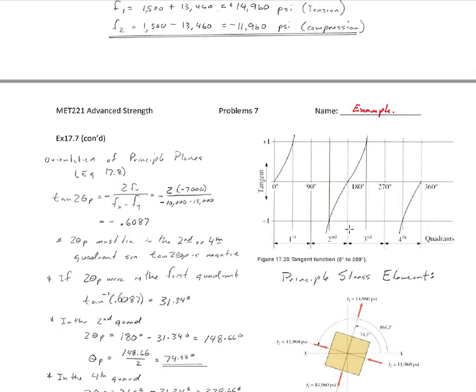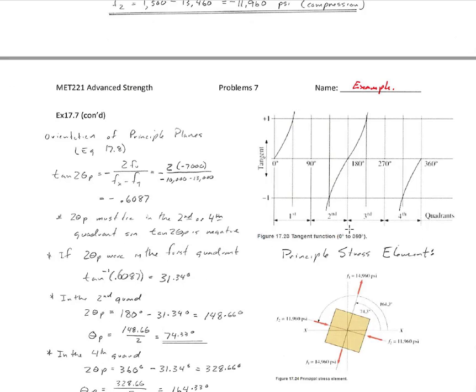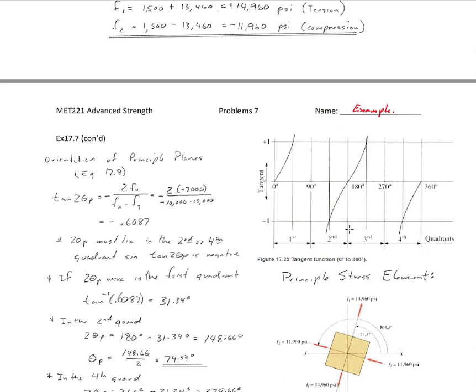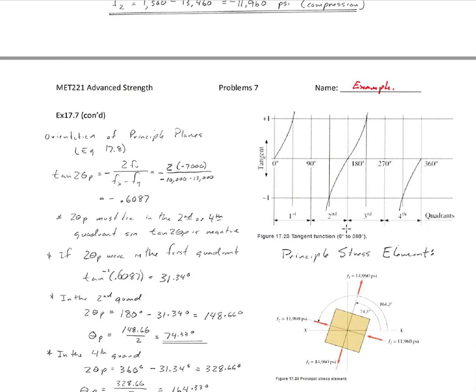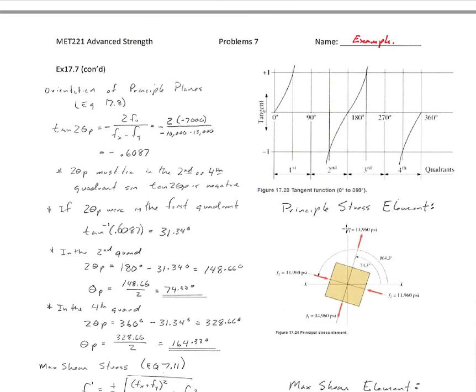This gets pretty hairy sometimes in terms of trying to figure out what the angles are for the principal planes using these equations. So I'm going to walk through this one just so you can see what's going on with it here. Okay, so we have equation 17.8. This equation right here tells us what the tangent of 2 theta p is. We need to solve that to find the orientation of the principal planes.